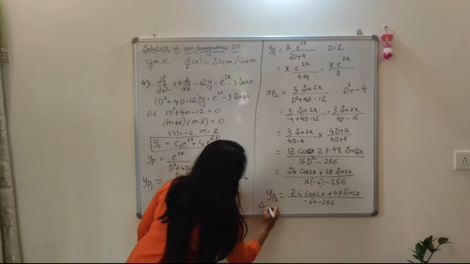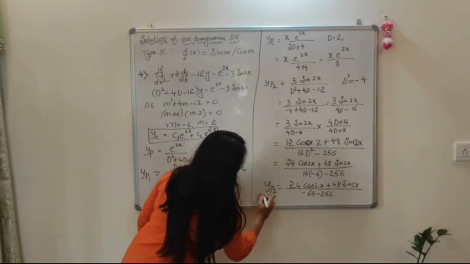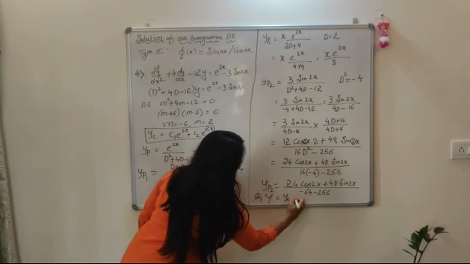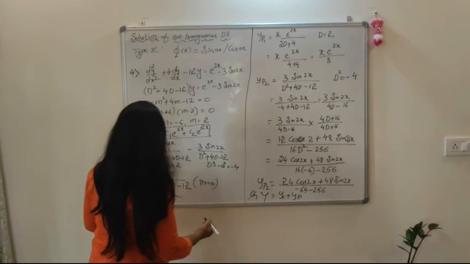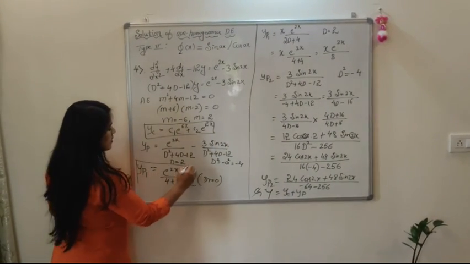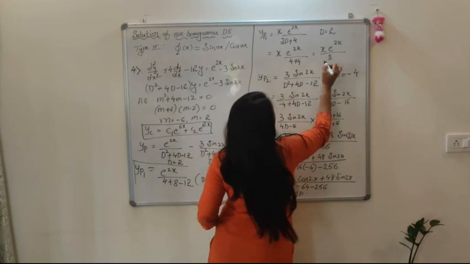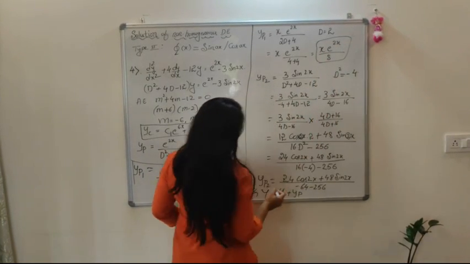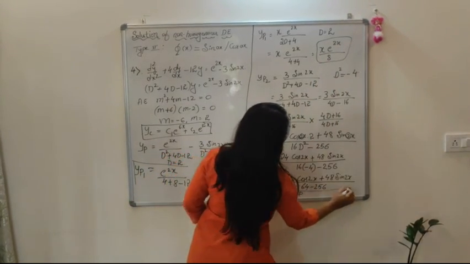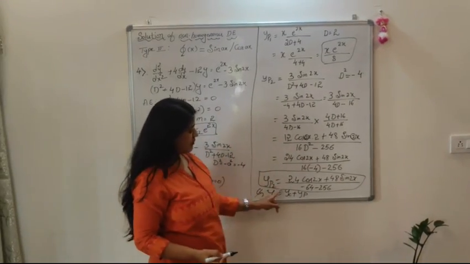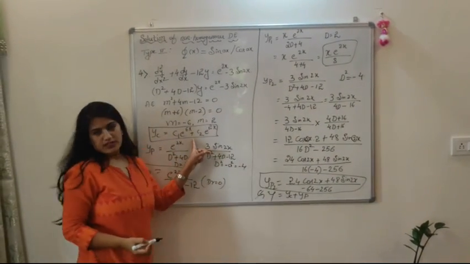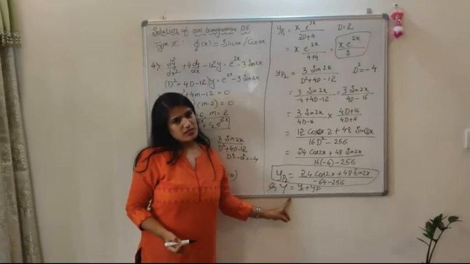So the general solution is y equal to yc plus yp. I have taken two yp values, so we should include yp1 and this yp2. We have to add these two, yp1 and yp2, along with yc. Yc is here, which gives the general solution.